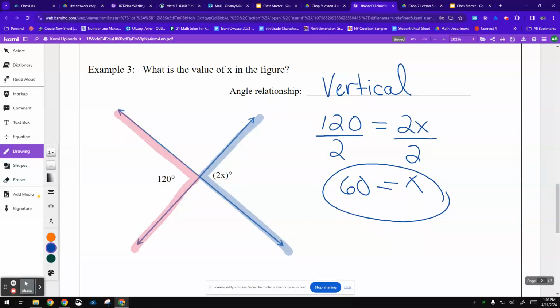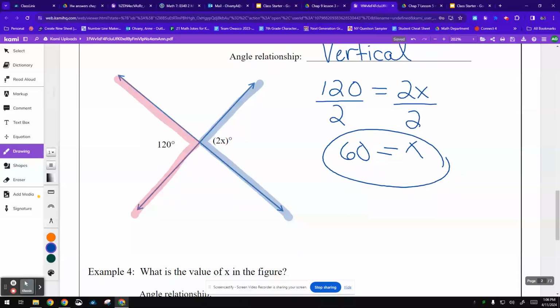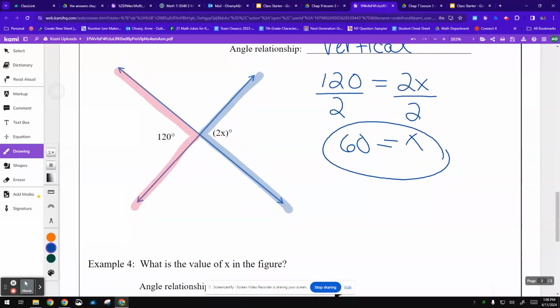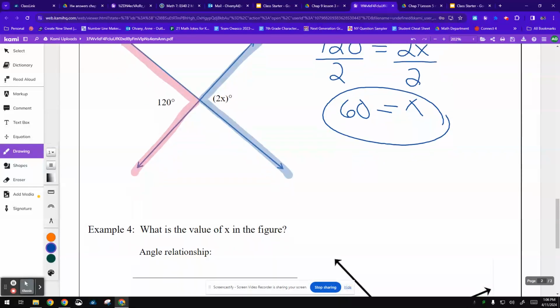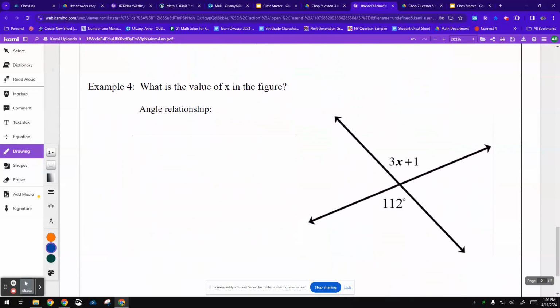Yep. Yay. Woohoo. Okay. Math just makes so much sense. I just love it. Okay.